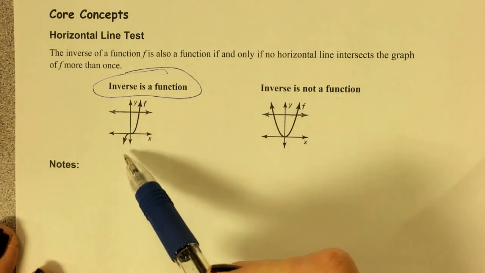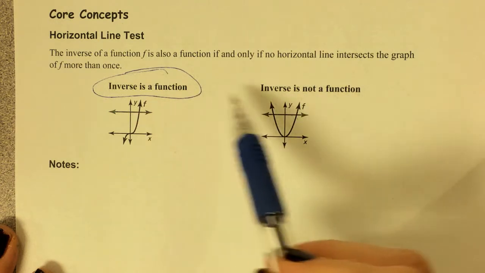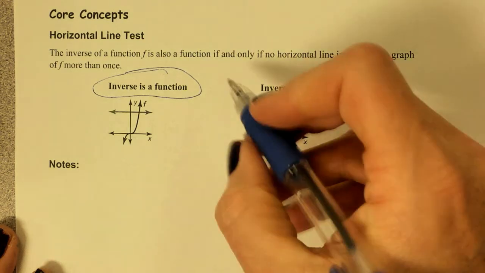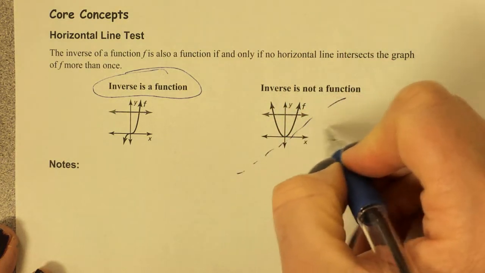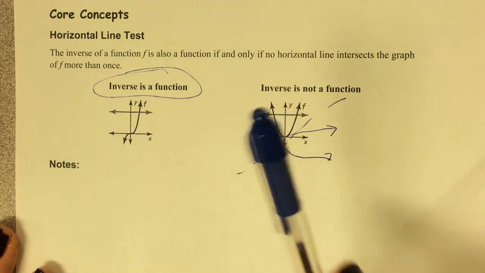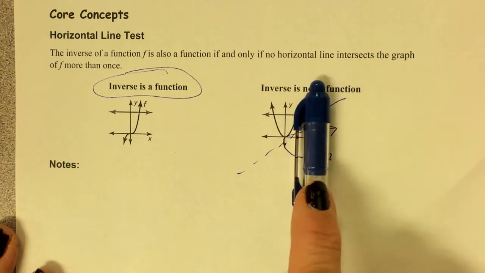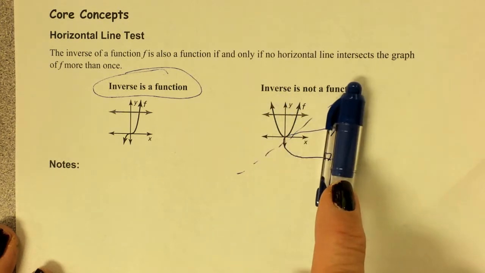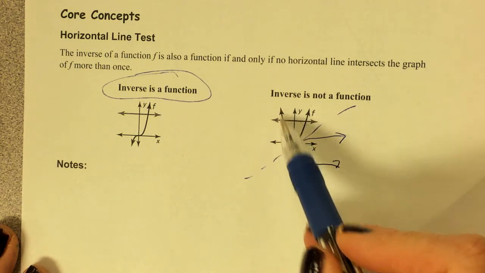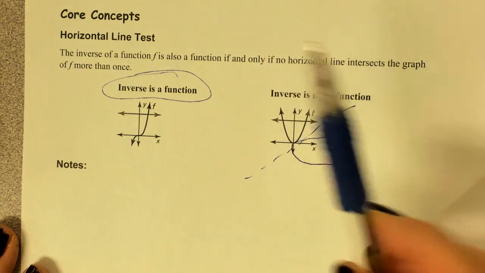Here's what people get confused, though. It doesn't matter whether or not the inverse is or is not a function. This is a function. Here's what the inverse would look like if I reflect over this line. Can you see how the inverse is not a function because it doesn't pass the vertical line test once we graph the inverse? That's why the horizontal line test works, because we're almost reflecting it ourselves.